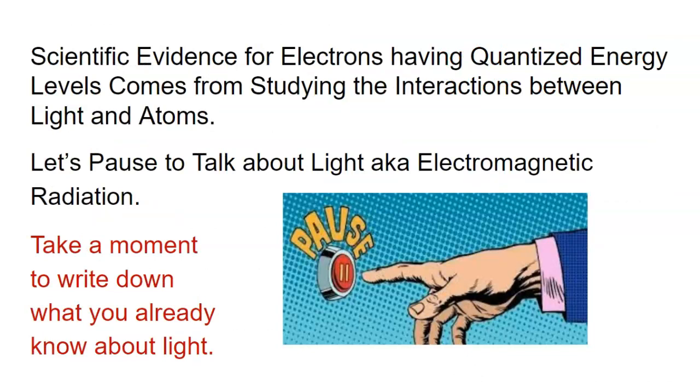So how do scientists know that the energy of electrons is quantized? The evidence comes from studying the interaction between light and atoms. So let's pause to talk about light, also known as electromagnetic radiation. Take a moment to write down what you already know about light.